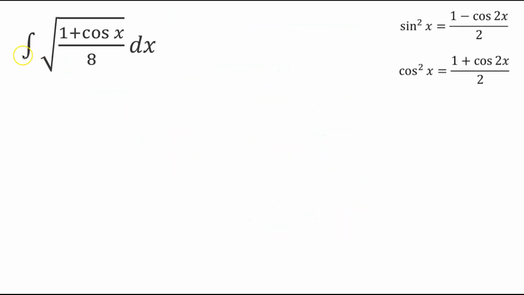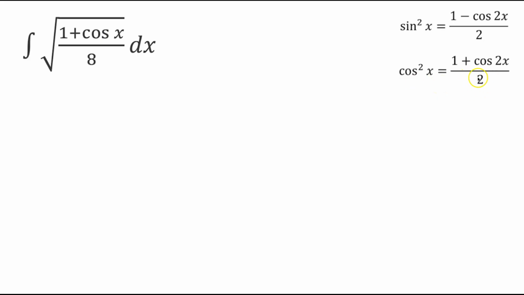Let's look at an interesting type of trig integral. Let's try to find the integral of the square root of 1 plus cosine x over 8 dx. The way we're going to approach this is we're going to try to use a power reducing identity, but in reverse. So notice the part underneath the square root, 1 plus cosine x over 8, sort of looks like what I have right here as the power reducing identity for cosine squared.